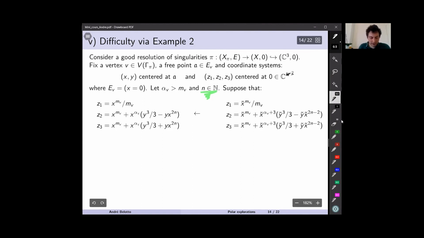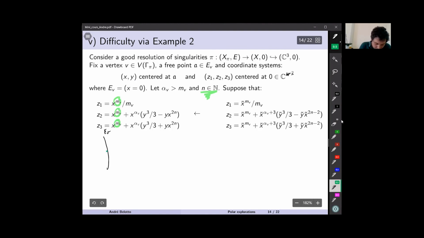The thing that I want to remark is that for this normal form, I want to compute the polar curves associated to it. A first piece of information that we have here is that the multiplicity is equal to MV. So this is the first information I want to point out. The second information that I want to point out is that, so this is the V.